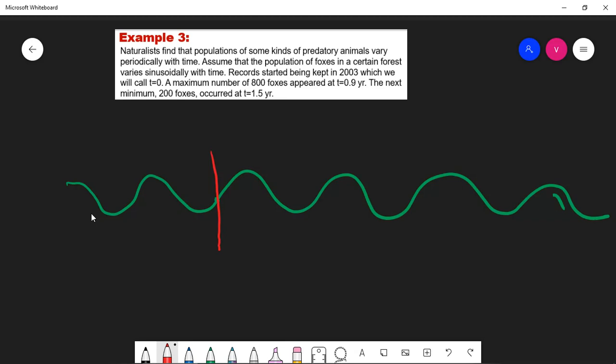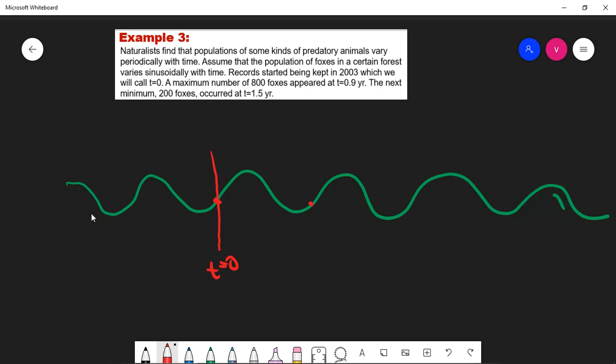Do you want to keep going from here to here? That's one cycle of that wave, from here to here. It looks a little bit like it's close to a sine wave, but it's not quite. It's off. So what they want you to do, let's read on. Assume the population varies sinusoidally. Records start being kept. This was t equals 0 at a kind of weird spot on the wave.